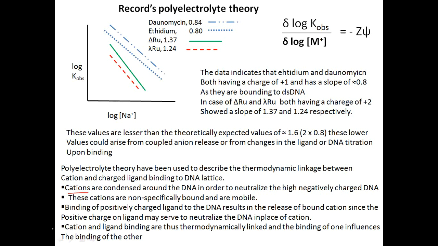So these cations are not static, they are mobile. They move in a particular region, so they are non-specifically bound. So binding of a positively charged ligand to DNA results in release of these bound cations, because of the positive charge on the ligand, and it neutralizes the DNA's negative charge, right?